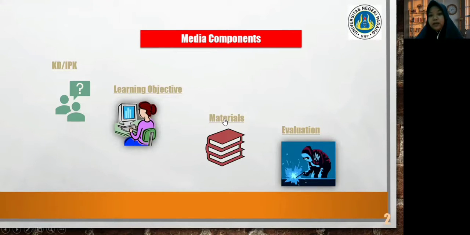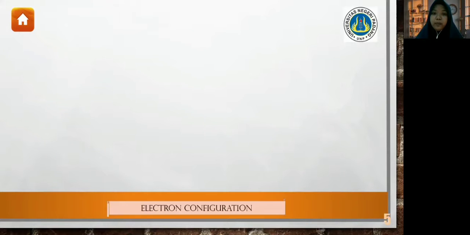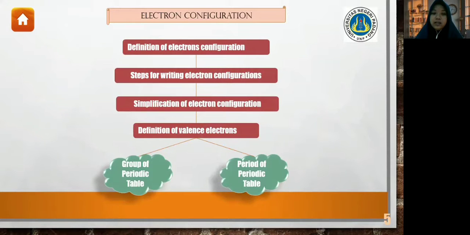Then I will explain about materials, where I have 5 points in the materials. The first is definition of electron configuration. The second is steps for writing electron configurations. The third is simplification of electron configuration. And the last is definition of valency electrons, where they have 2 points: the first is group of the periodic table and the second is period of the periodic table.